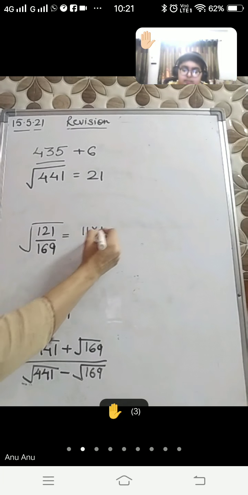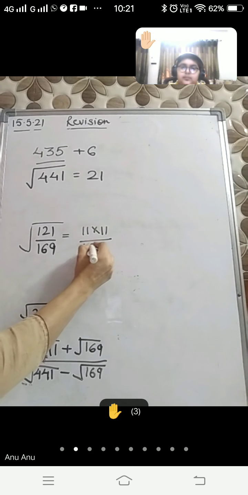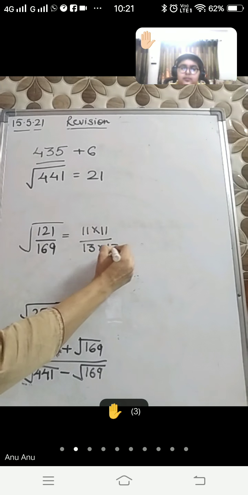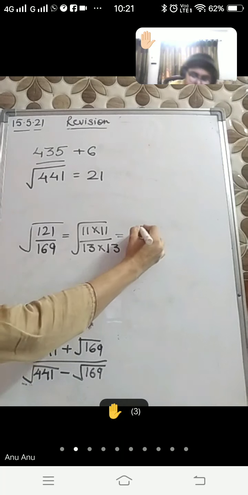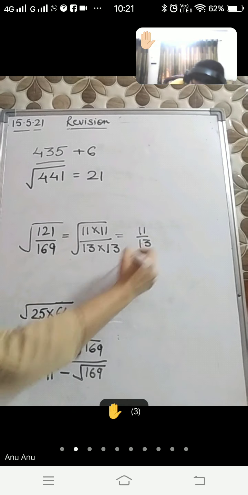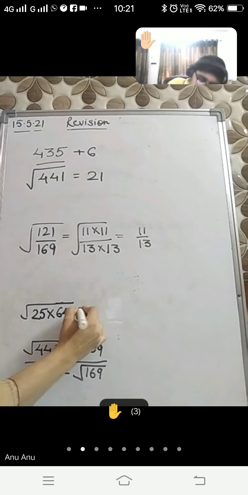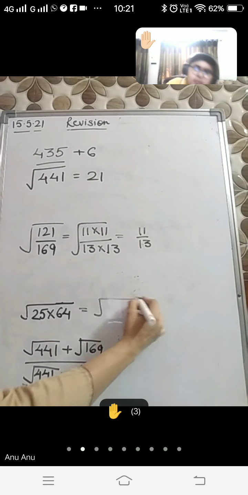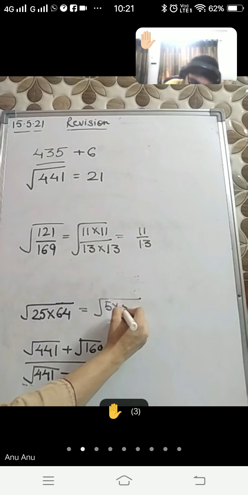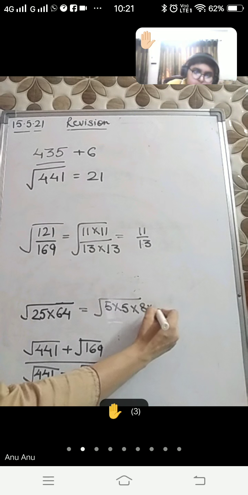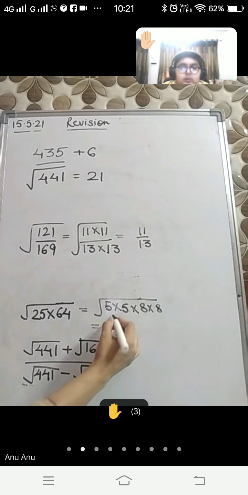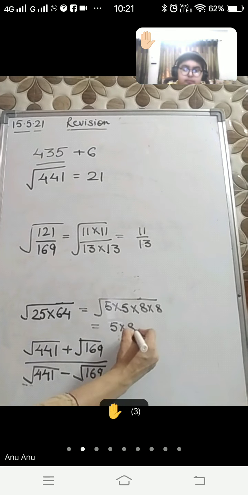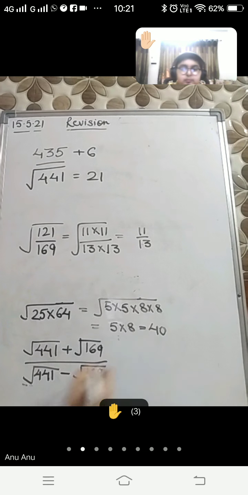121 is 11 into 11. 169 is 13 into 13. This is 11 by 30. Here you can factorize this as 5 into 5. 8 8s are 64. So out of these two you can take 5 and 8. The answer is 40.